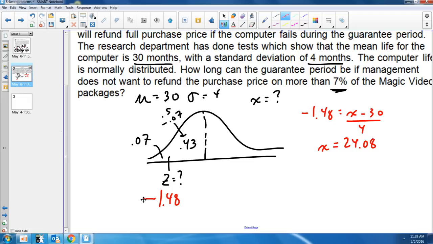So I know 24 months should be what this is going to relate to. If you think about the x-scores, this is 30, this would be 24. So now it's a little bit of a technical question. Is it 24 or is it 25? The answer is in the directions. If management does not want to refund the purchase price on more than 7%, that means they want to refund 7% or less of the time. That means it has to be 24 months, which is going to be the warranty period for this product for the management not to pay more than 7%.